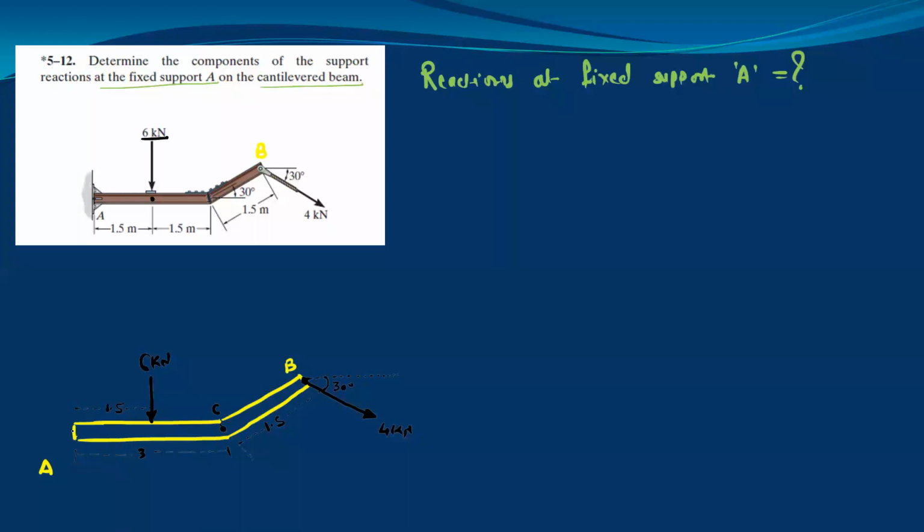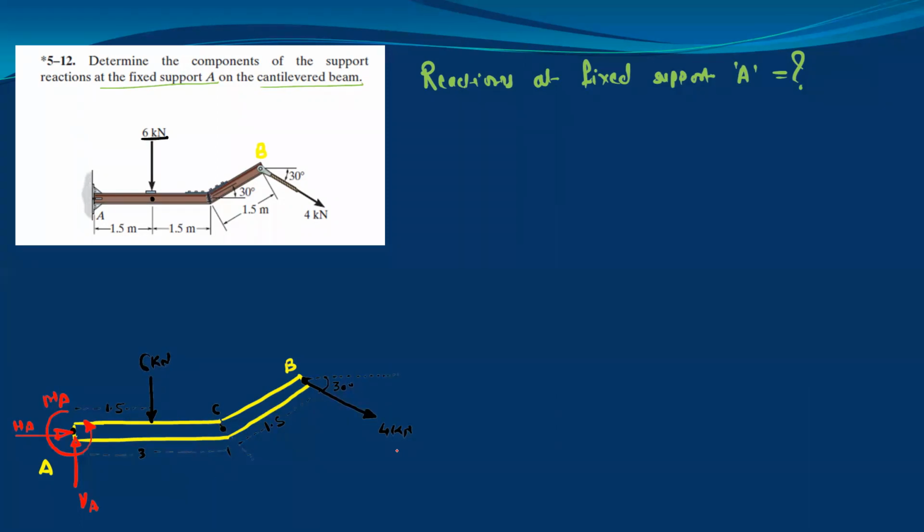Now at the point A, we have the fixed support, so it will have 3 reactions. This is the vertical reaction VA, then this is a horizontal reaction, the HA, and there is a moment reaction. I will consider it in the anti-clockwise direction only. So this is MA. So this is your complete free body diagram.